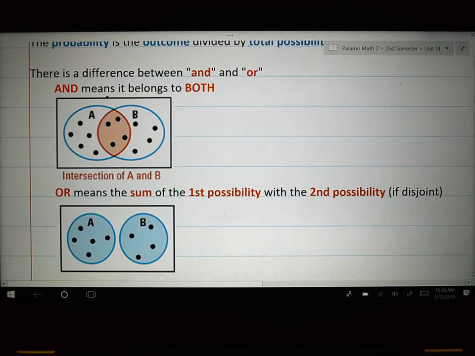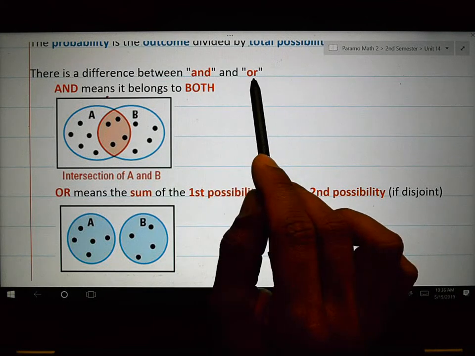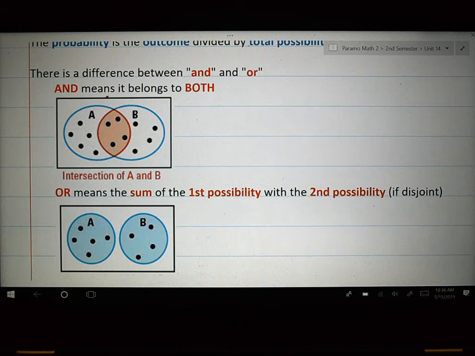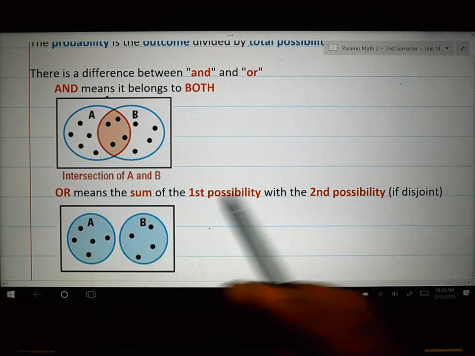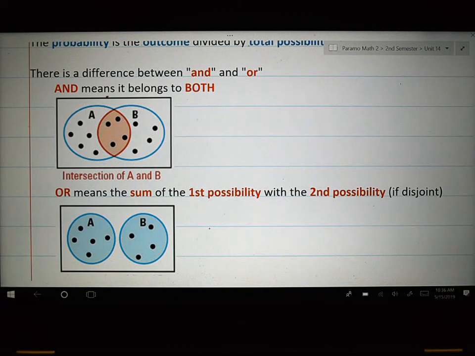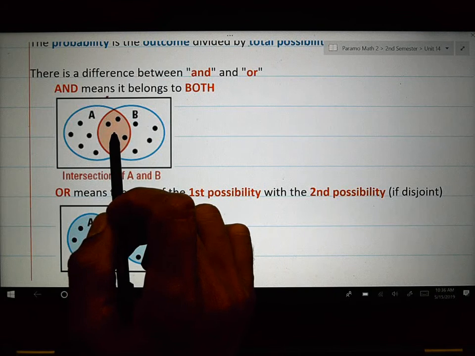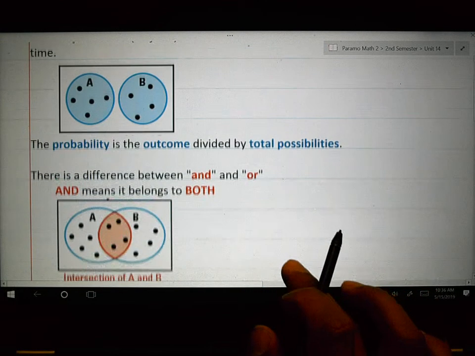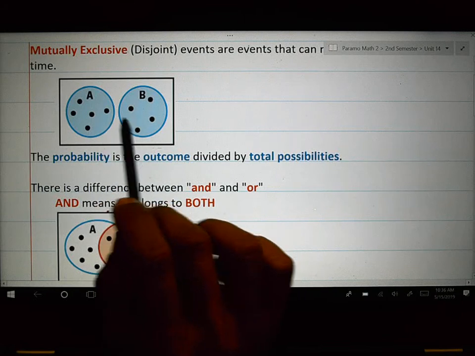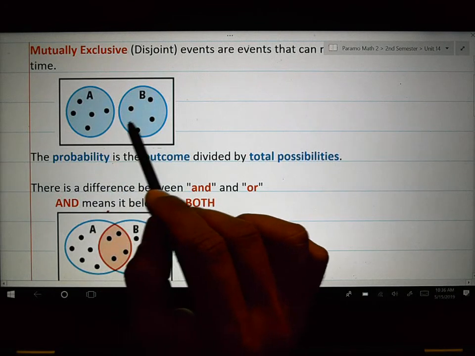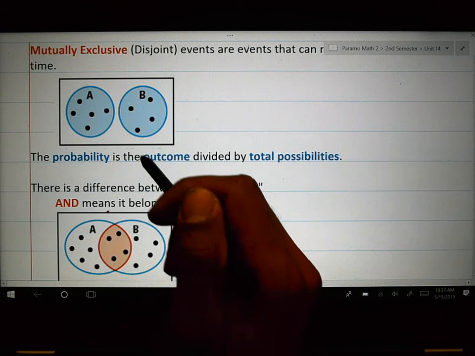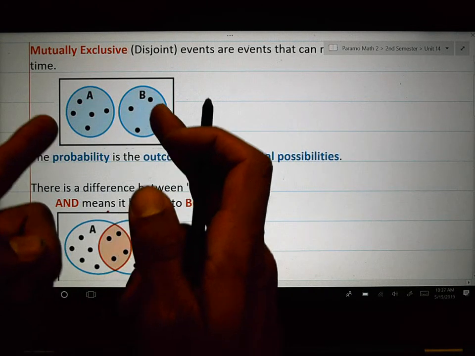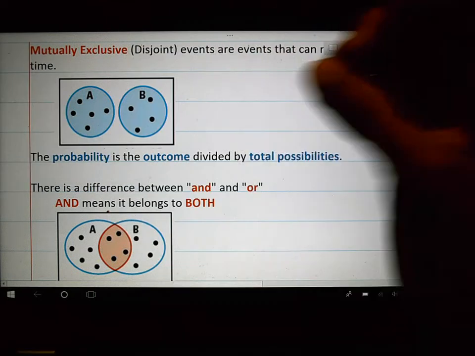So keep in mind, the hardest part are the words and or. There's a difference between and or. And means it has to belong to both. If I'm saying something is in A and B, we're talking about this red section, which is the overlap between A and B. This is the stuff that's in both, the and. The other thing that I want you to think about is, if I said, what's in A and B of something that is mutually exclusive, there is a possibility that it's not in both. What is in this and in that? Nothing. So sometimes your probability can be 0 if you have to try to find what they have in common and they're in different groups, or if they're mutually exclusive.